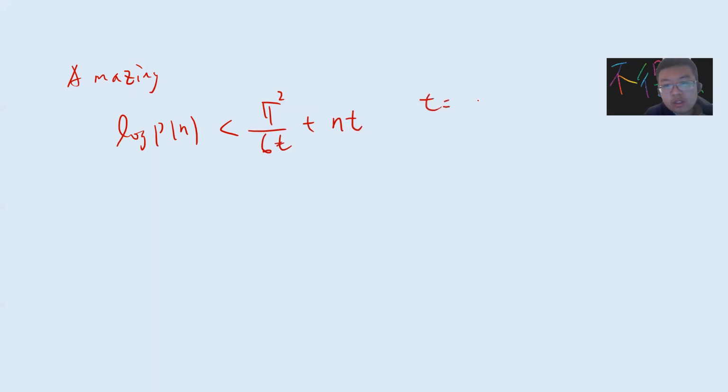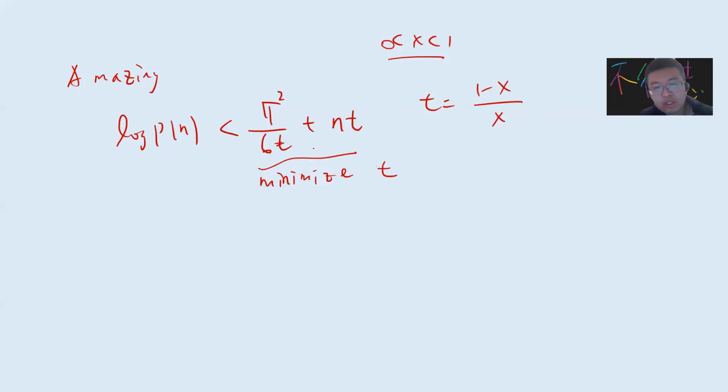And t is (1 minus x) divided by x. So x can be chosen as any value from 0 to 1. The only thing you need to do is minimize this. Because this inequality is correct for any x, it is correct for any t. So we choose a t such that this function is minimized.